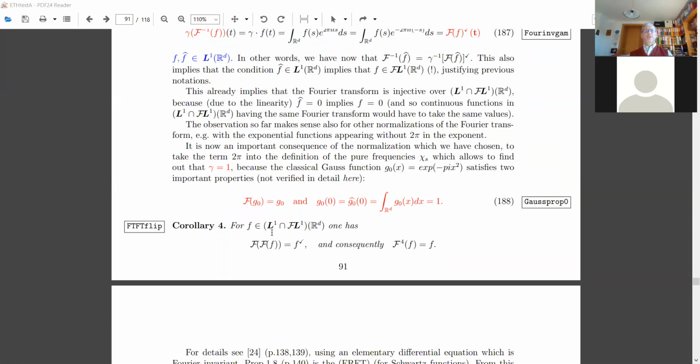and the consequence is the observation about L1 intersected with the Fourier algebra. We do not have to distinguish between the L1 functions which have a Fourier transform in L1, or the functions which are in L1 and are also the Fourier transform of some other function, because of course any function can be obtained as a Fourier transform of its own Fourier transform up to the flip.